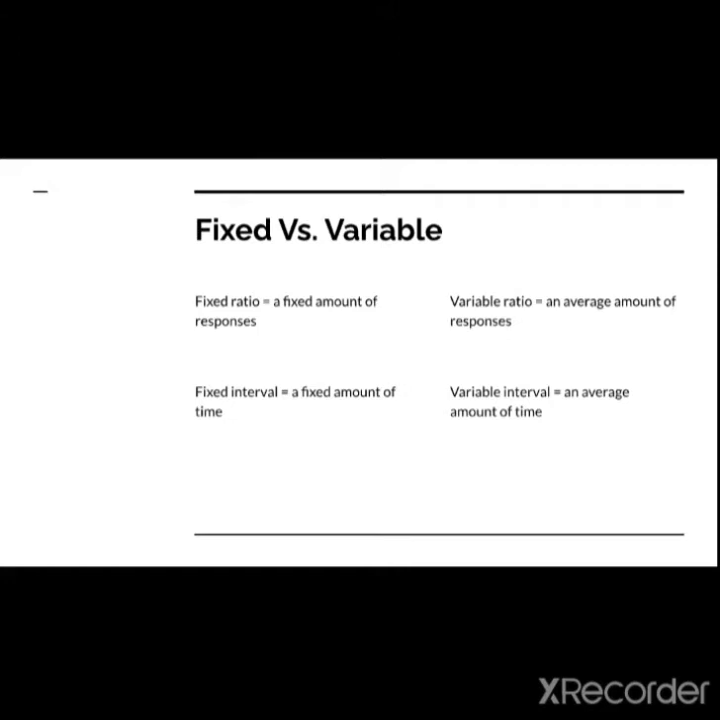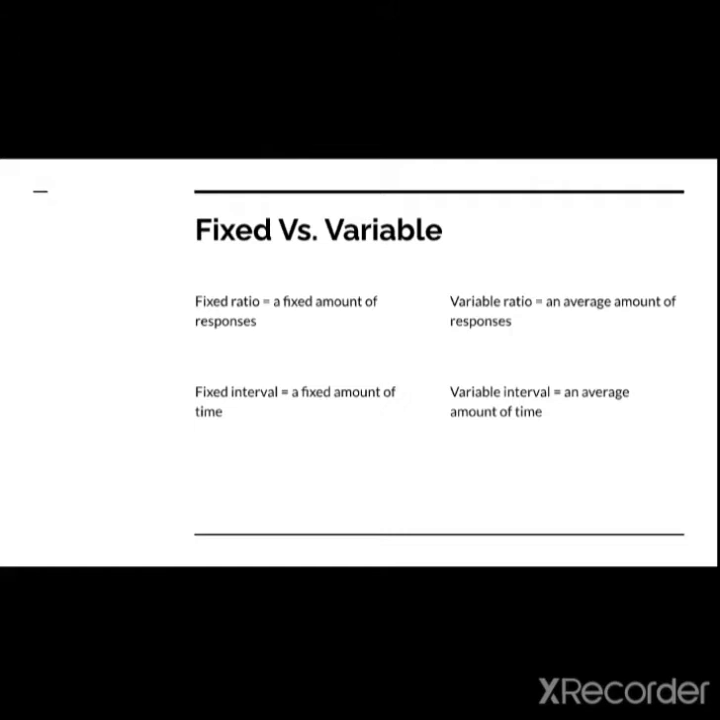So what's the difference between fixed versus variable? Well, fixed ratio is a fixed amount of responses. So every time they get something right and they respond correctly, you're going to give them praise or you're going to give them an edible. It's going to be every single time. Then you have fixed interval, and this is going to be a fixed amount of time instead of responses. So every 3 minutes, based on their response, if it's correct, you're going to give them praise or an edible or a tangible every 3 minutes, okay?